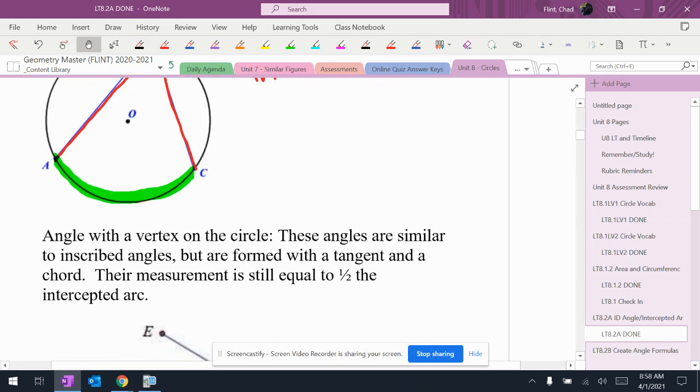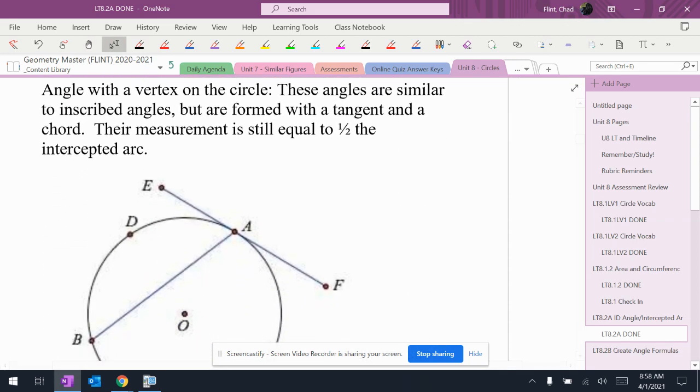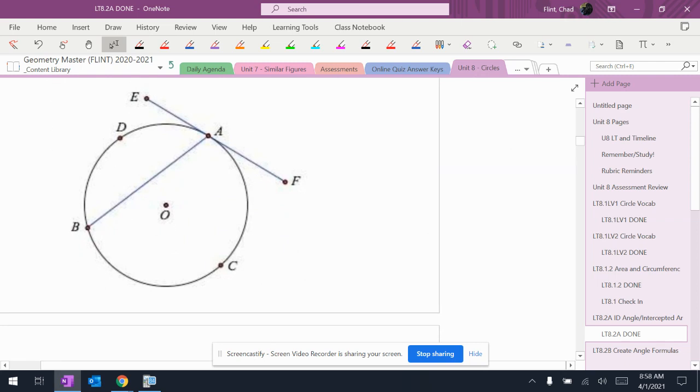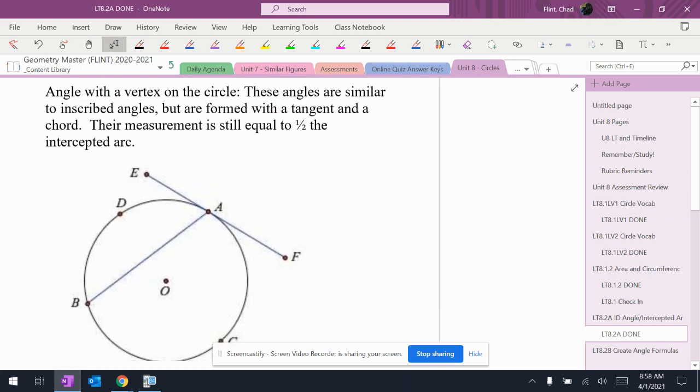I'm going to scroll down here because this looks different, but it's not different. So this says angle with a vertex on the circle. This doesn't have a name like inscribed angle or anything, but this fits the thing right above it. So, angle with a vertex on the circle, all right? They're similar to inscribed angles, but they're formed with a tangent and a chord, okay? That's not relevant. Their vertex is on the circle.